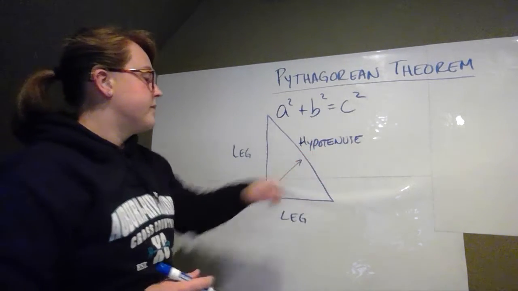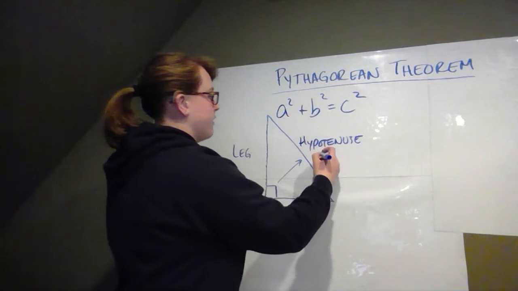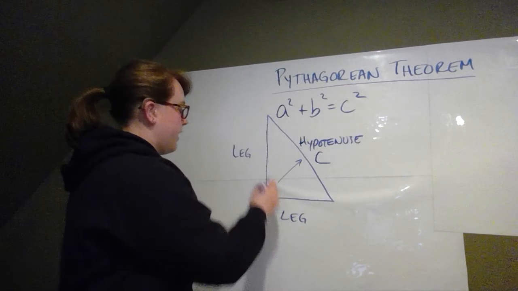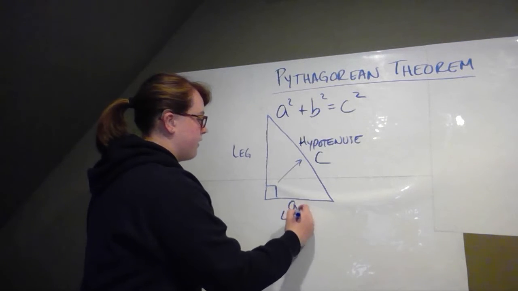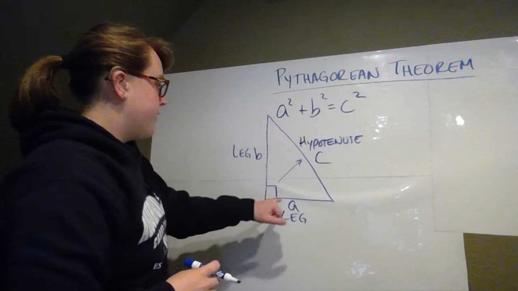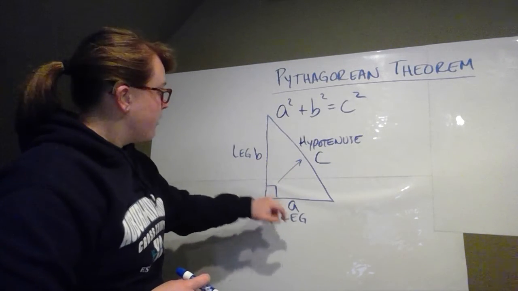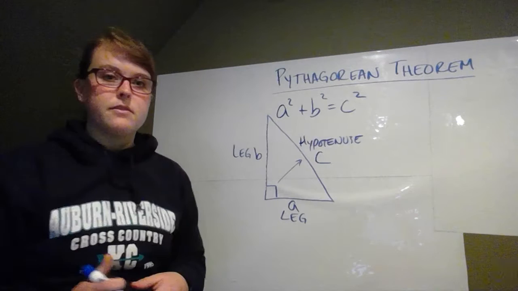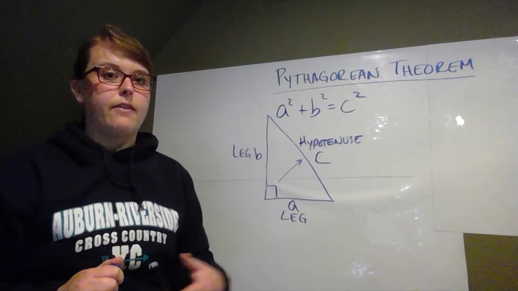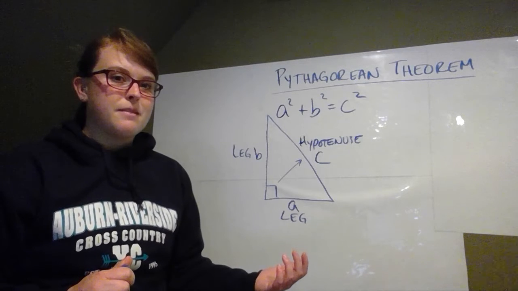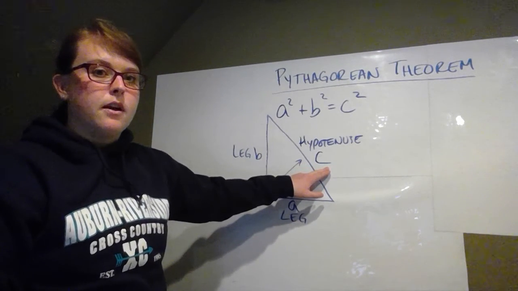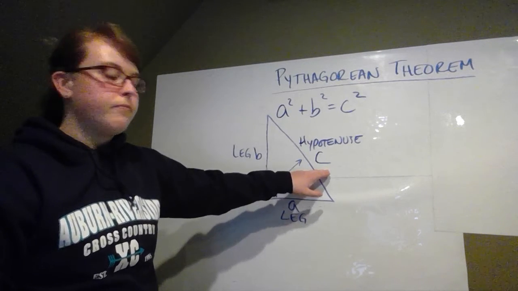In this Pythagorean theorem, the length of the hypotenuse is the letter c. The other two, the legs, are a and b. So we have the sides a, b, and c. It doesn't matter which of the legs is a and which of the legs is b. Some people like the short leg to be a and the long leg to be b. Doesn't really matter. The one that really does matter is c. The hypotenuse, the longest side, has to be c.